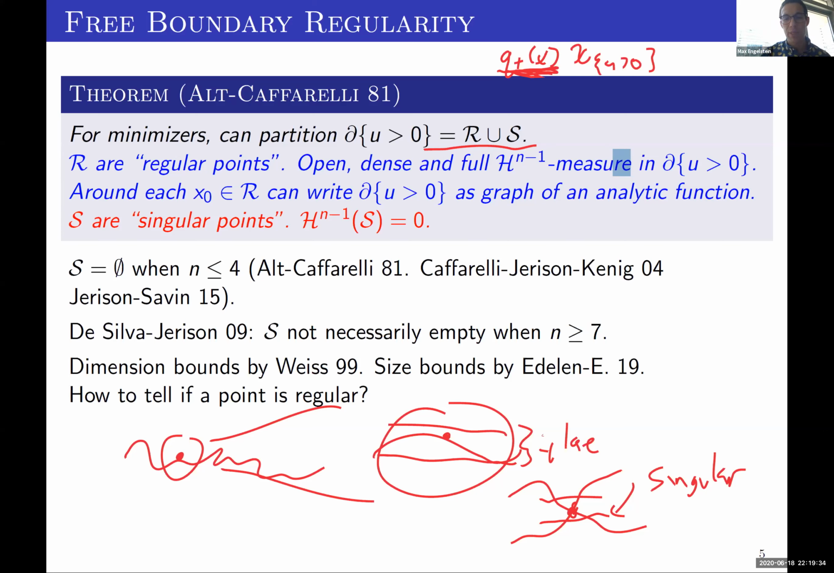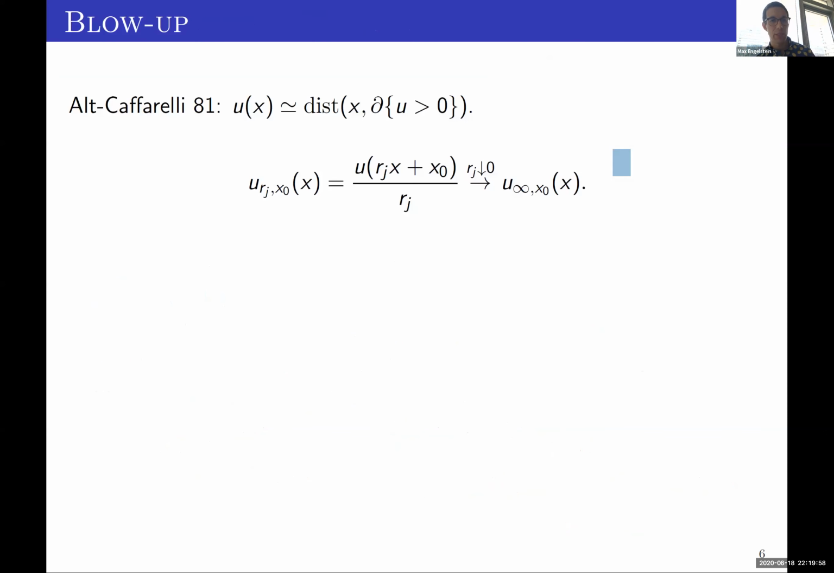And immediately from this characterization, you can see why being a regular point is an open condition. Because if you can trap the free boundary around this point between 2 planes, then you can trap the free boundary around this point between 2 planes by just zooming in a little bit more and maybe rotating the planes a bit. Okay, so this is standard free boundary regularity. And we'll be talking for most of the day about the singular set.